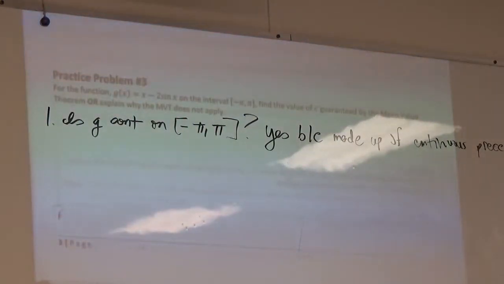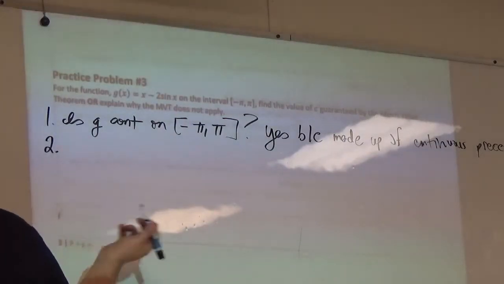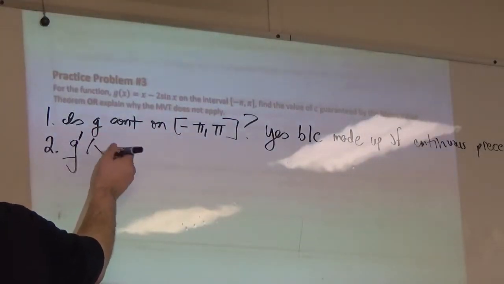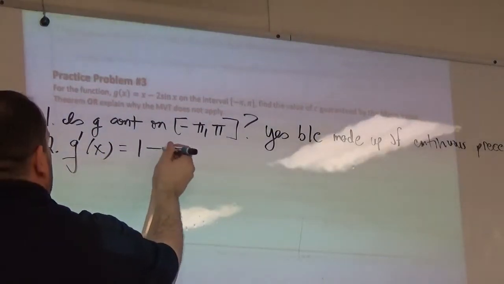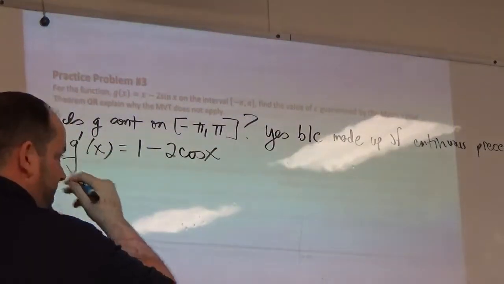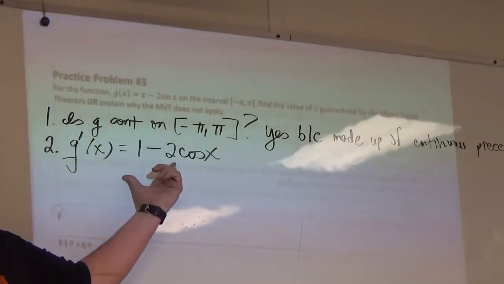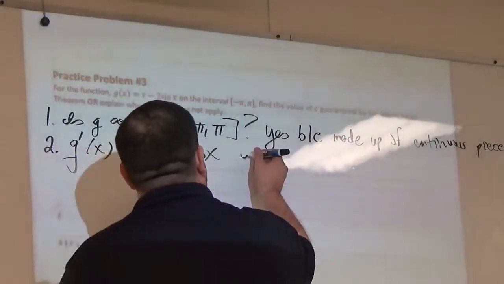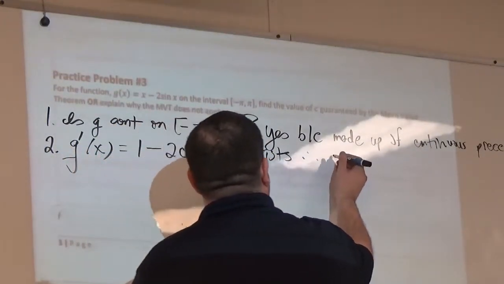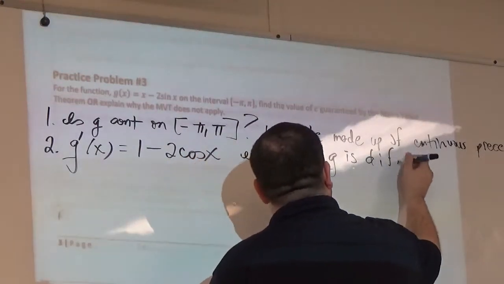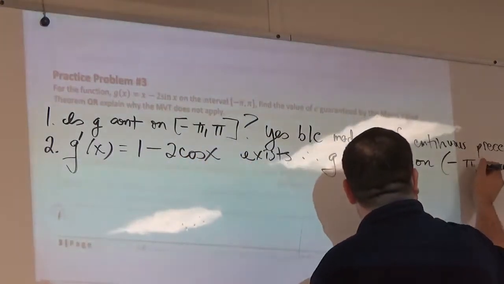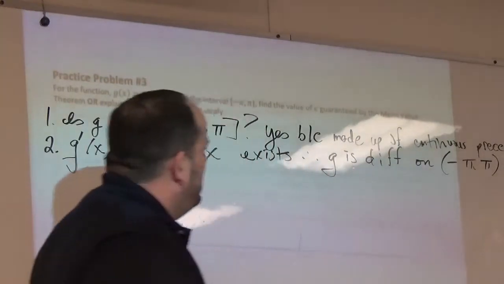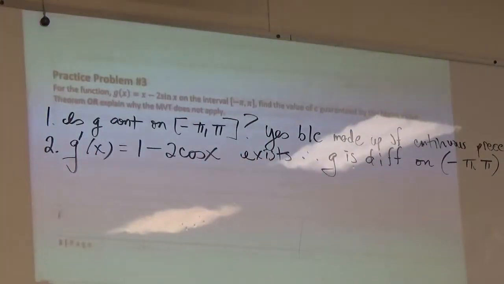Second step: is the function differentiable? All I'm really asking is, can you find the derivative? Sure. G prime is 1 minus 2 cosine of x. Does that exist? Yes. No denominators, no square roots, no problems like this. So I would say it exists, therefore g is differentiable on the open interval negative pi to pi. I've established continuity. I've established differentiability. Noemi, what's your conclusion based on that?